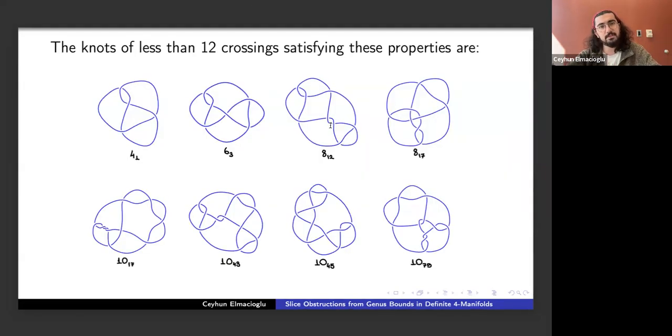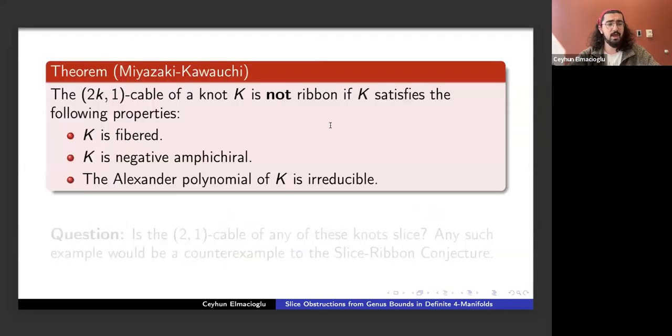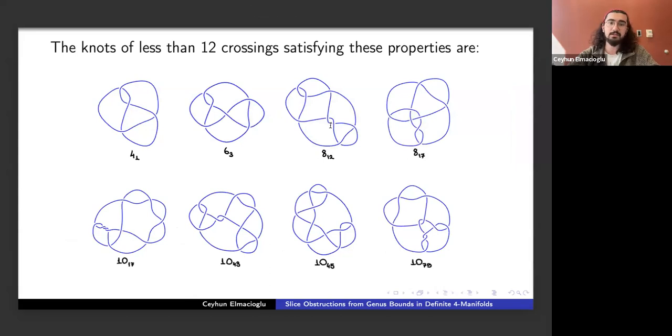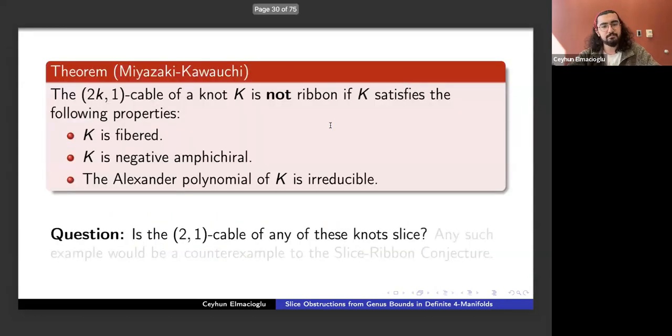So up to 12 crossings, there are 8 knots satisfying these 3 properties. And if you look at the first knot, it's the figure 8 knot that we've been seeing since the talk began. And having these knots, it's again a reasonable question to ask whether the 2,1 cable of any of these 8 knots, which we have some kind of an idea of their properties, we computed most of their invariants, is slice.